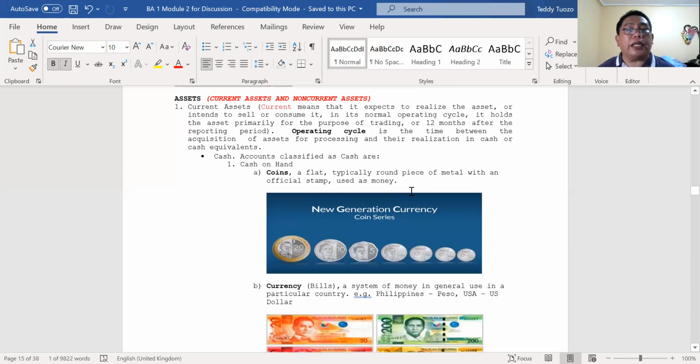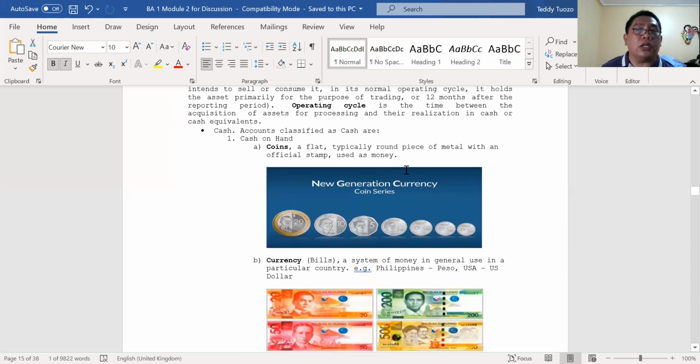So the first account under current assets is cash. So the accounts that are classified as cash, we have the cash on hand. Cash on hand, the money in our hands. Not necessarily in our hands. It could be cash in safety deposit boxes or anywhere that you keep safe in a place within your house or in your office, that is cash, no?